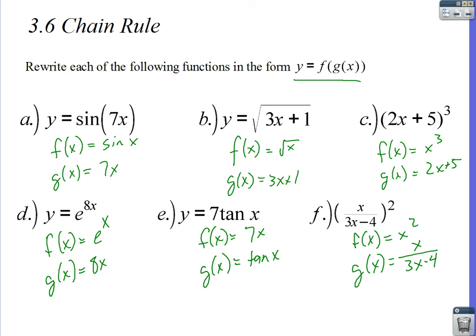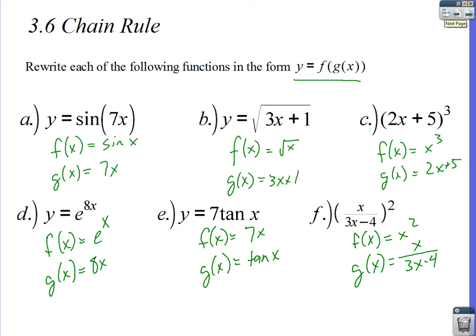The only one you might have been balking on is e. e is technically a constant times a function, but I was kind of stretching on e there, so it can be 7x times tangent x. 7x, and then g of x, your inside function, is tangent x. It'll work out the same. Let's go ahead and do the next one.